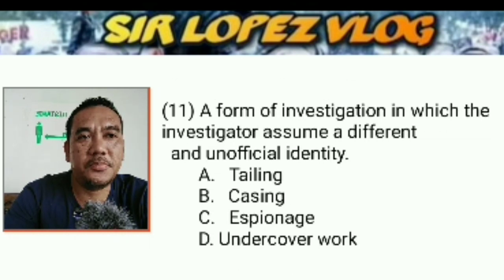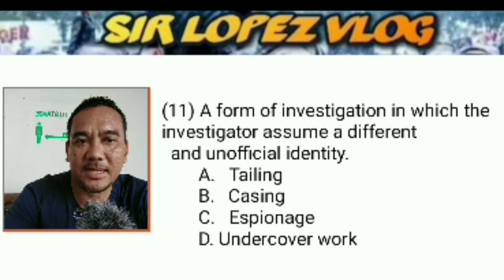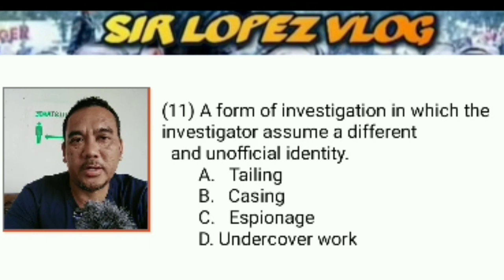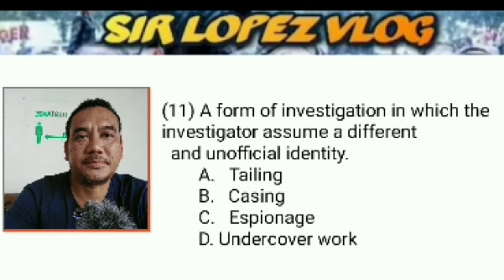A form of investigation in which the investigator assumes a different and unofficial identity. Letter A, tailing. Letter B, casing. Letter C, espionage. Or letter D, undercover work. Number 12.